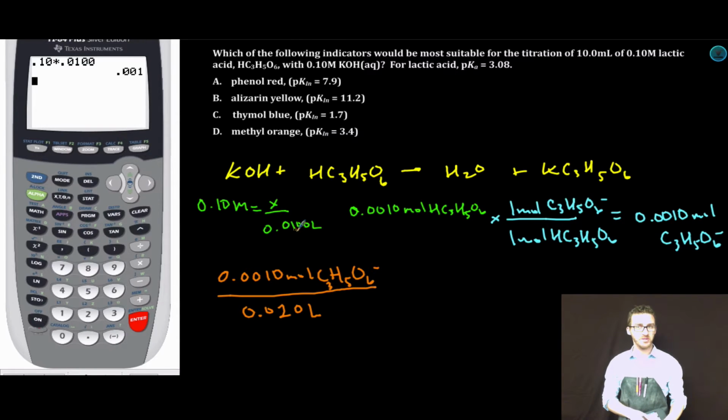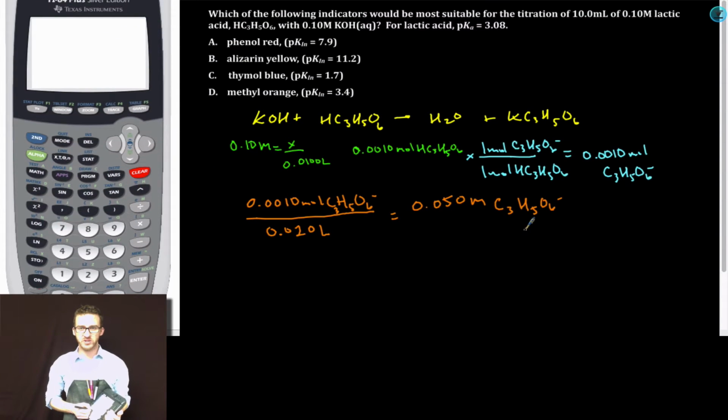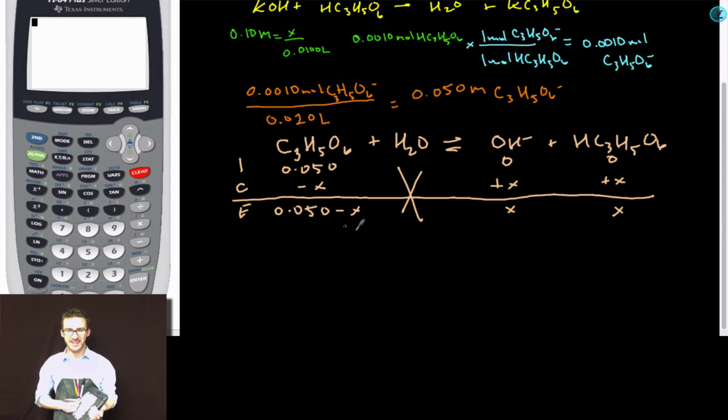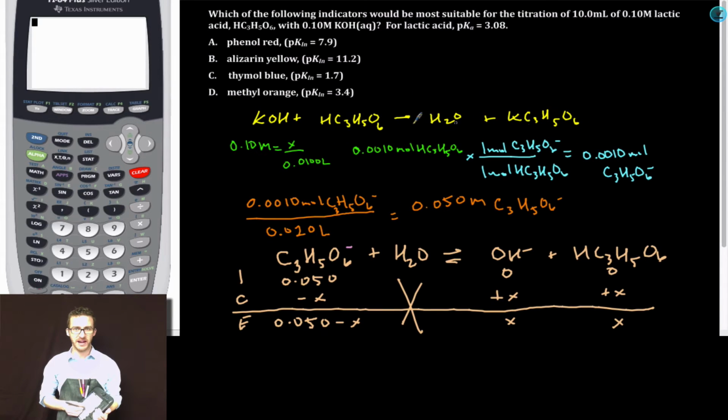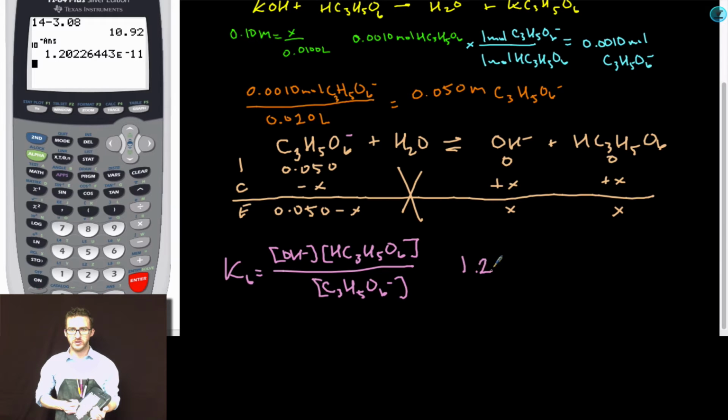Why 20 milliliters? Because I had 10 mL of lactic acid originally, and I will need 10 mL of my strong base to neutralize all of it. So I have 20 milliliters total, which means that the concentration of my lactate ion is equal to 0.050 molar. Because this ion is acting as a weak base, let's set up an ICE table. Boom. Now let's write our expression for Kb. Boom. Let's determine the value of Kb from the Ka that was provided. 14 minus 3.08 equals answer, second, log, negative answer. 1.2 times 10 to the minus 11 is our value of Kb.